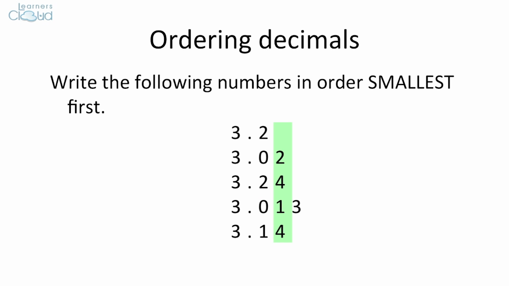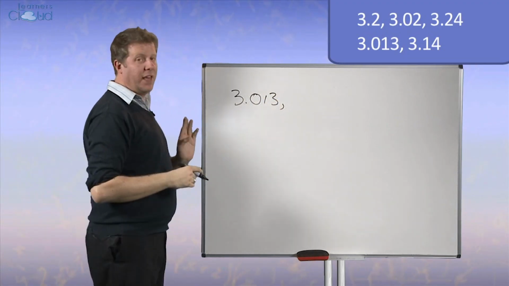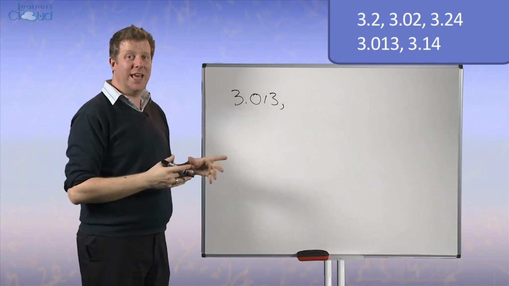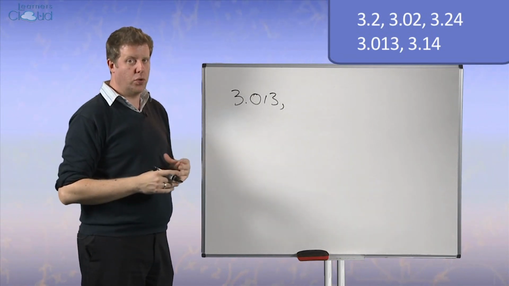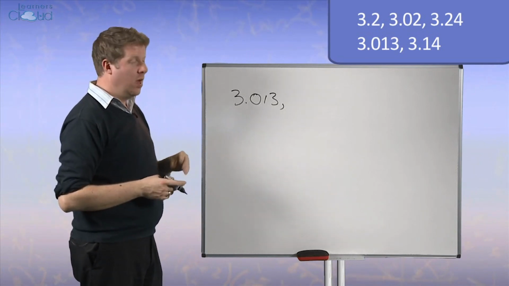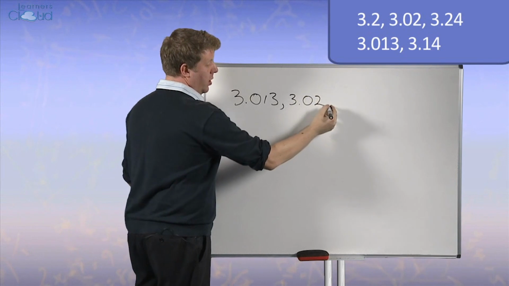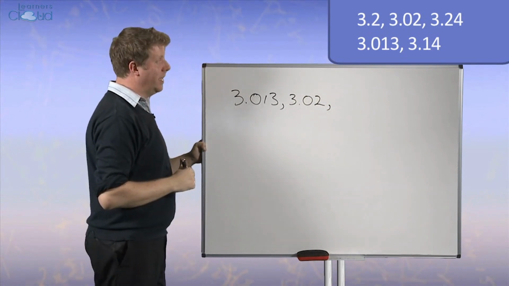You can then see that 3.02 has a 2 in that hundredths column, but 3.013 only has a 1 in the hundredths column, which makes that our smallest number. Don't make the mistake of thinking if it's got more decimal places that it's therefore bigger, because that's not true. We look at the place value and that's what determines the size. So our next largest number will obviously be 3.02, as it was between those two in the first place.